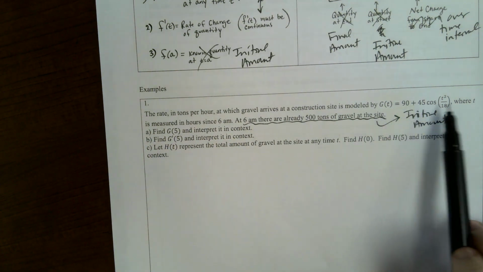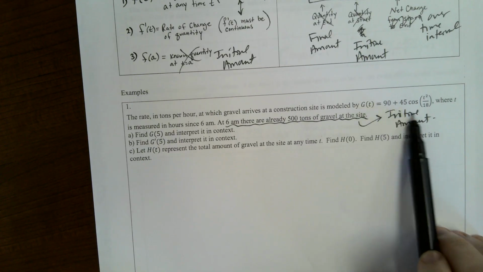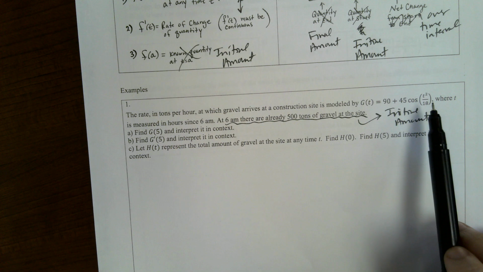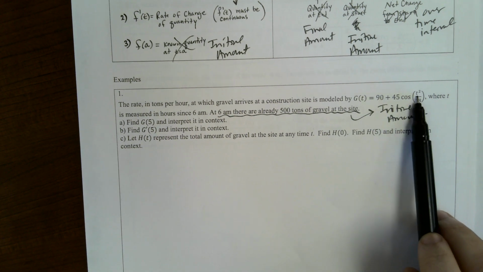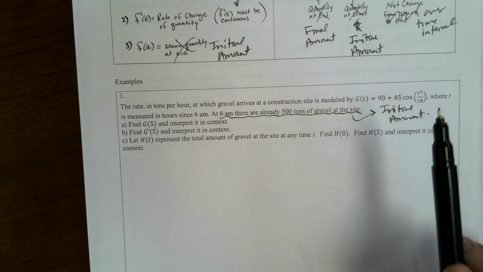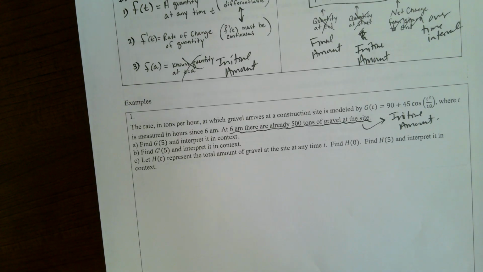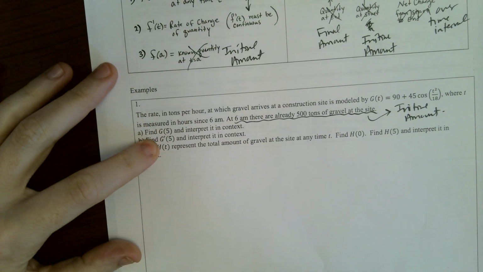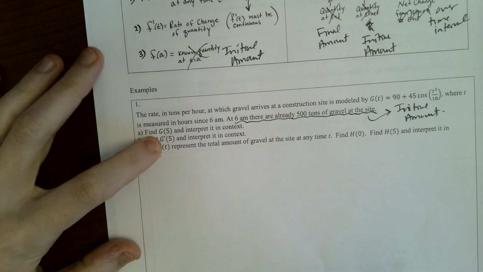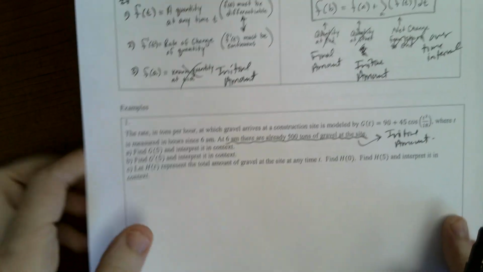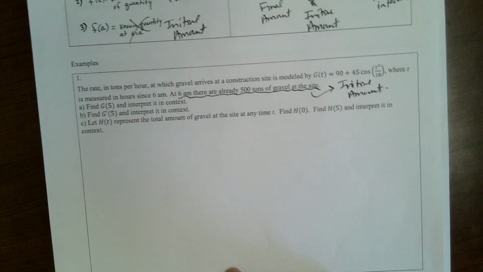This is modeled by this. This is a differentiable function, by the way. Cosine is differentiable, and what's inside of it is differentiable. And I want to be thinking in terms of a derivative sequence because here, g prime. Also, this is a rate, so that's another indicator that we're dealing with a derivative sequence.